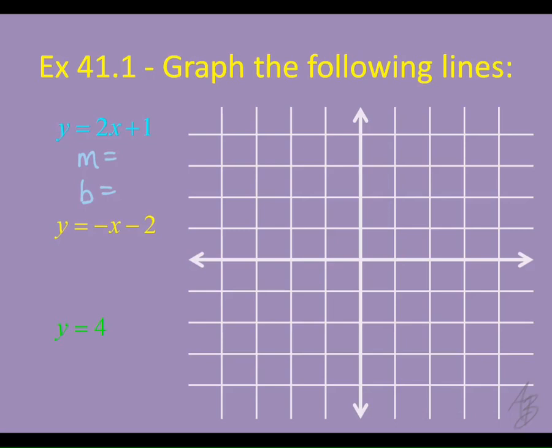So what is the slope given by this equation? Remember, the slope is a number that's being multiplied by x. So what's the number being multiplied by x here? 2. And what's the y-intercept? That's going to be the number that's by itself, so that's going to be 1.